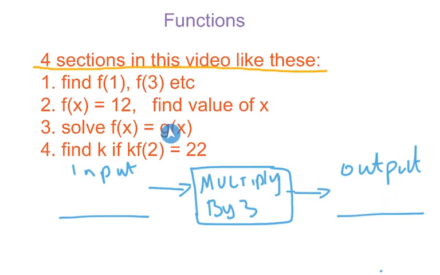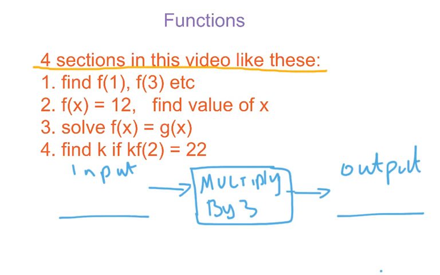Whereas f of 3 in this function machine, you'd input 3. 3 is your input, if you like, to the function. 3 goes in, and then you multiply it by 3, and 9 comes out. Whereas in this question here, f of x is equal to 12, you have to find the value for x. In this case, the output is 12, and you're trying to find out what went in to give you 12. So you'll have 3x is equal to 12, so x is going to be equal to 4. So 4 would be the value of x, of the input.